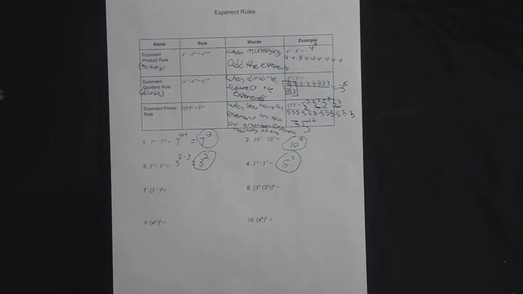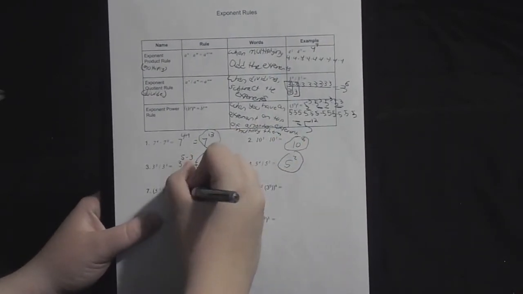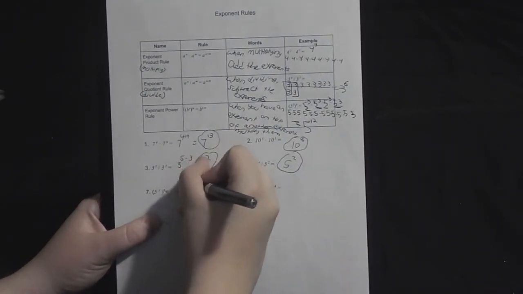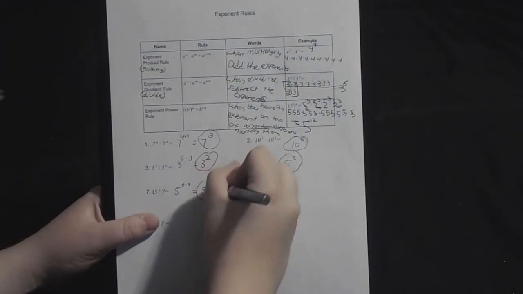Number 7 is an example of the exponent's power rule, because there's an exponent on an exponent. So here's how it works. When you have an exponent on top of another exponent, you multiply them. So this becomes 5 to the power of 3 times 8. And then if you do 3 times 8, that's 24. So the answer is 5 to the power of 24.